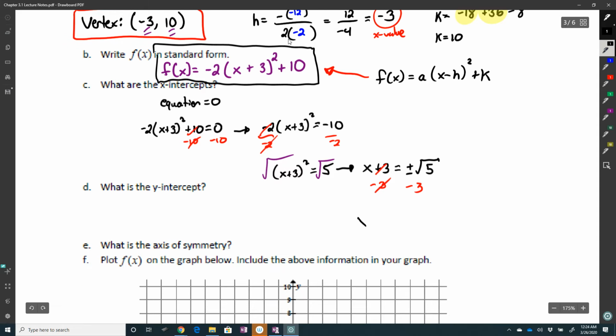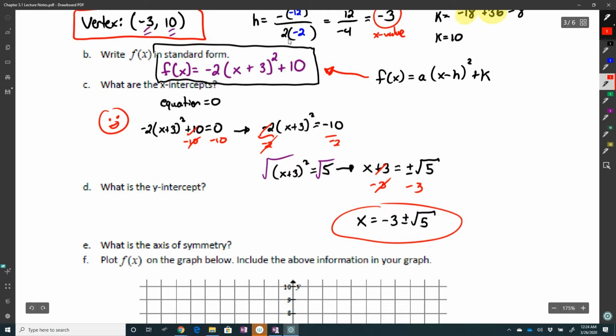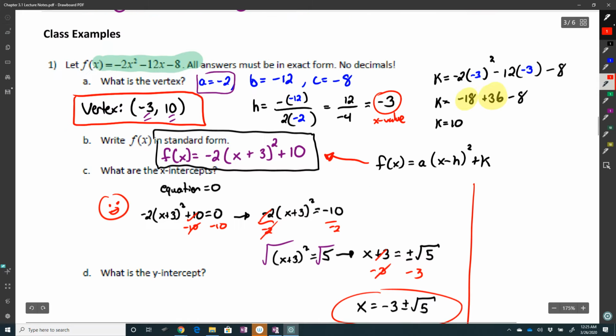So we end up with x is equal to negative 3 plus or minus square root of 5. That's it. So notice that using the standard equation to find the x-intercepts is happy. But it's not the only way to do it. There is another way. So what is that other way? And the other way happens to be the quadratic formula.